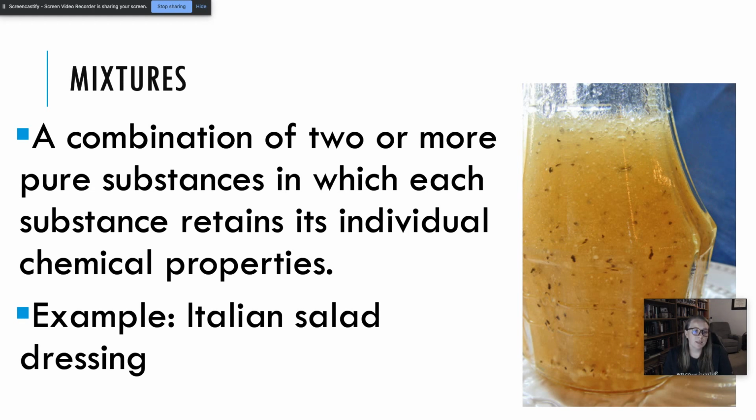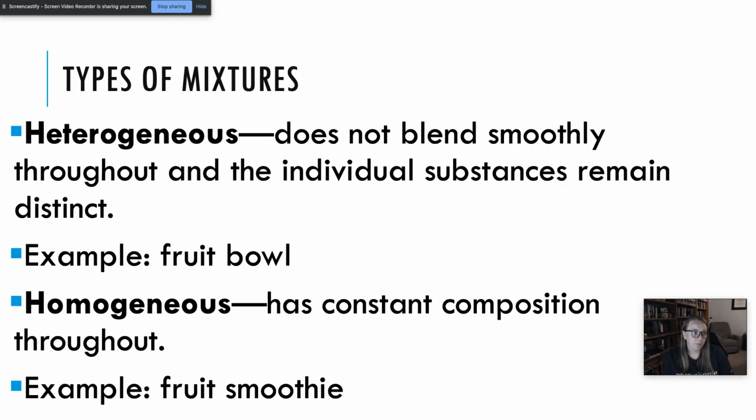An example is an Italian salad dressing. I don't know if you like salad or Italian salad dressing, but most of you who have seen it know you have to shake it up before you pour it on your salad because it separates out. You still have your little pieces of pepper, and you have your oil and vinegar and all that kind of stuff. It's just shaken together to put on your salad. There are two types of mixtures. We have heterogeneous mixtures, which do not blend smoothly throughout, and the individual substances remain distinct. That's just like the salad dressing.